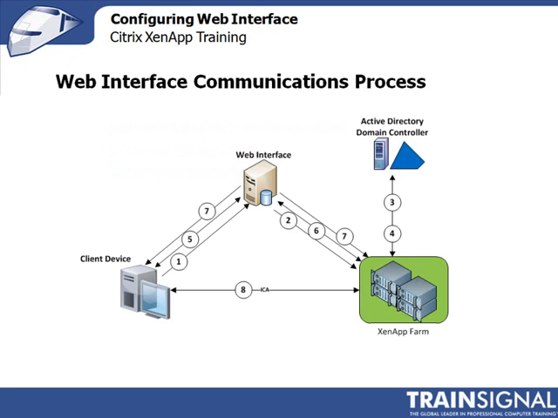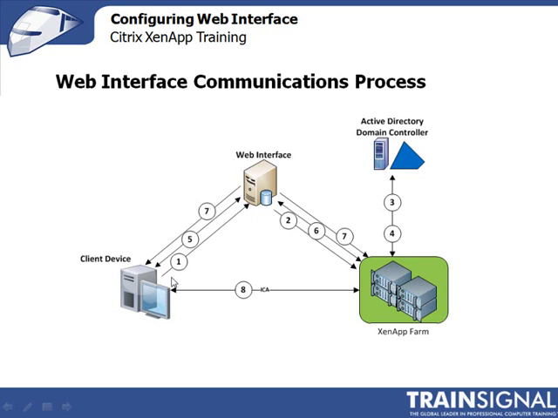Alright, so the Web Interface communications process. Web Interface is a web portal that users can visit, authenticate with Active Directory credentials, and get access to a list of applications they have access to and connect. Now, how does this process flow? It starts at the client device. The user that's operating this is going to open a browser and point to the Web Interface. That's step number one.